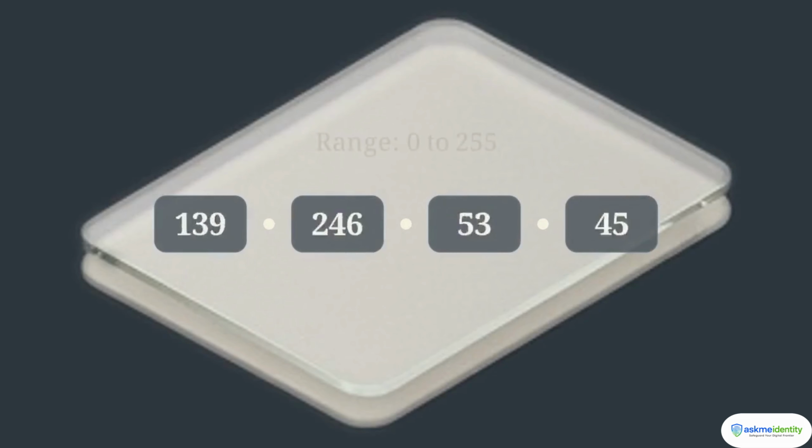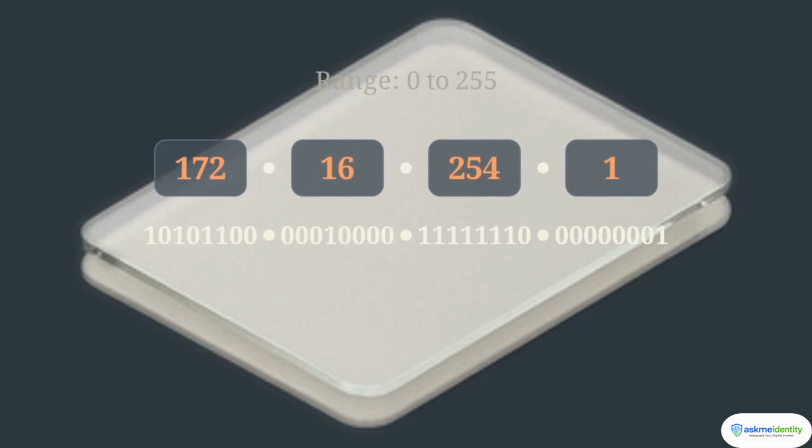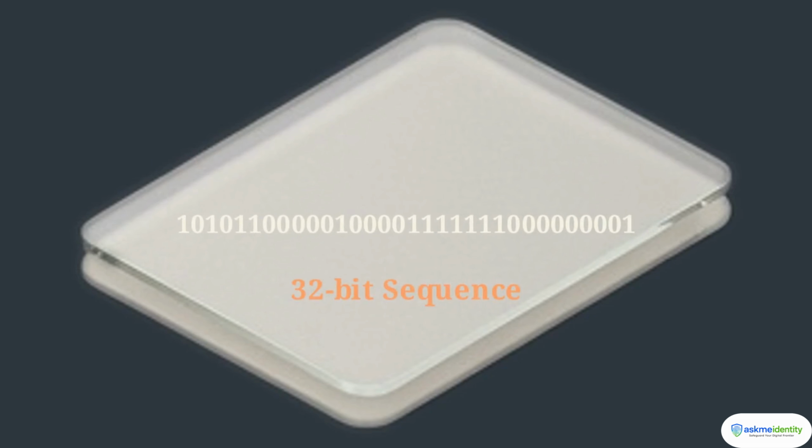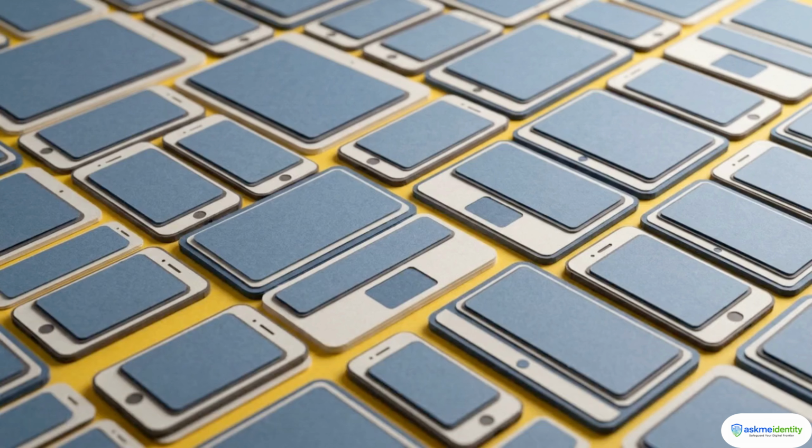This diagram shows the standard IPv4 format, 4 separate numbers divided by dots. Each number ranges from 0 to 255. Underneath, these represent a 32-bit binary sequence of ones and zeros that hardware can process. This 32-bit mathematical system has a hard limit. It caps out at approximately 4 billion unique devices.